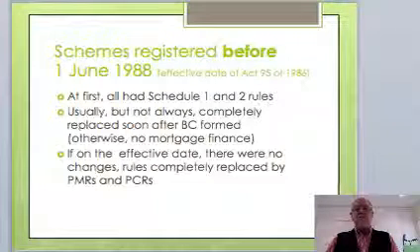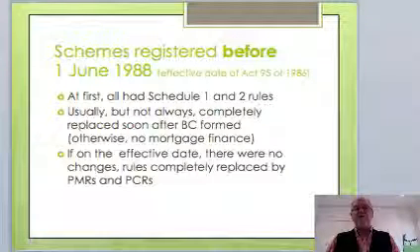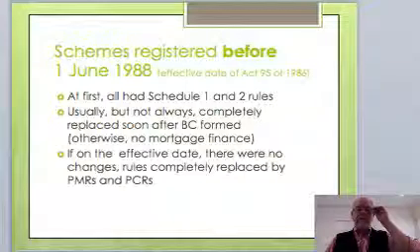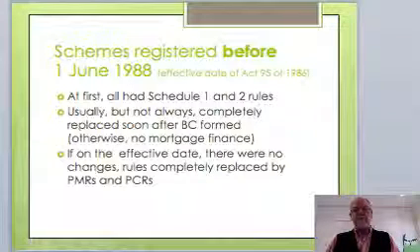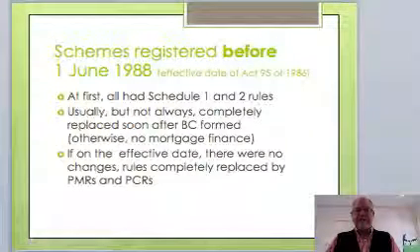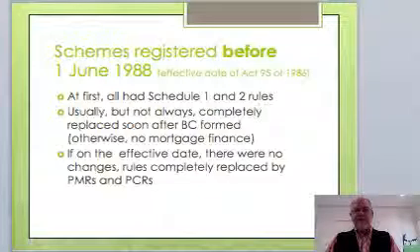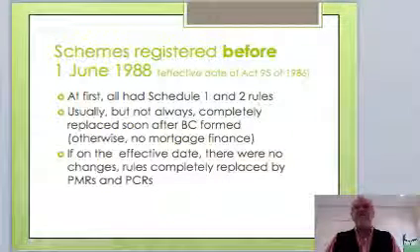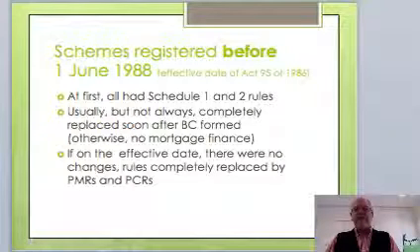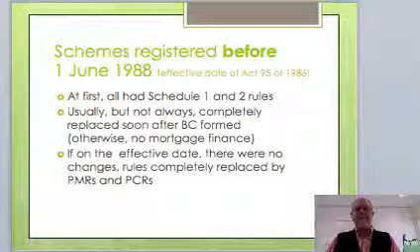At first, all schemes registered before that date had Schedule 1 and 2 rules under the old Act 66 of 1971. Usually, but not always, those Schedule 1 and 2 rules were completely replaced soon after the body corporate was brought into existence. Otherwise, purchasers couldn't get mortgage finance. If on the effective date those rules had not been changed, then the situation was very simple. The prescribed management and conduct rules simply replaced them entirely.